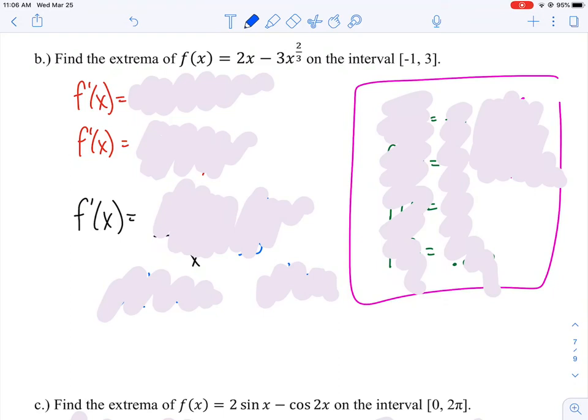Let's do another example in this same video. Let's do example number 5b. So we've got a new function, and it asks us to find the extrema again.